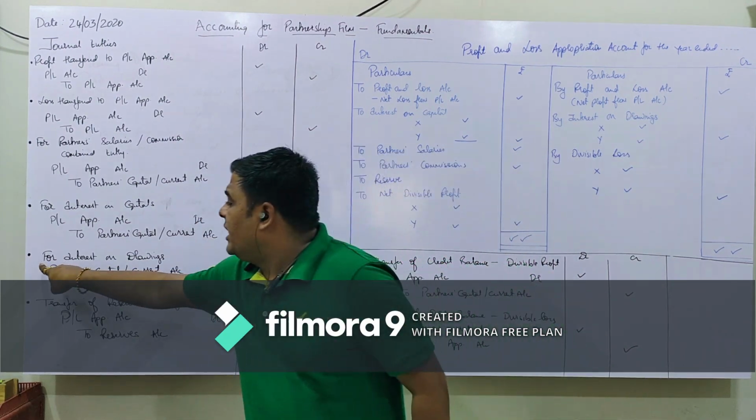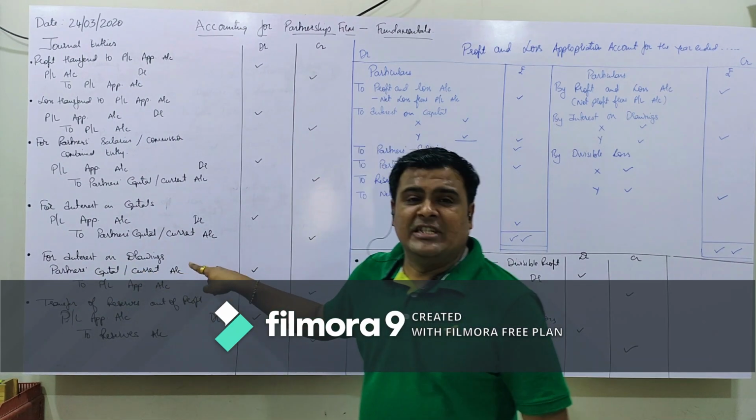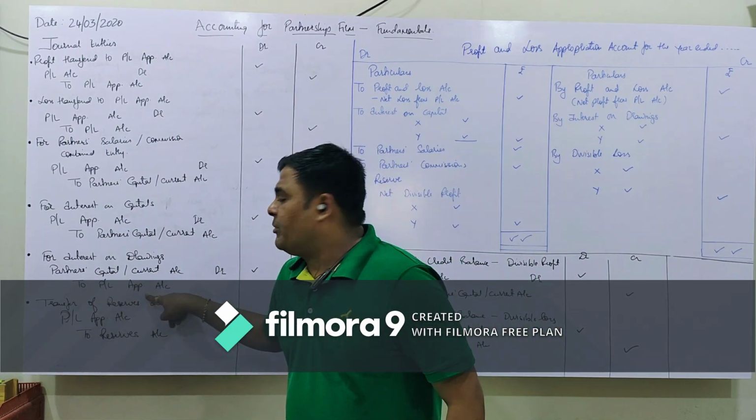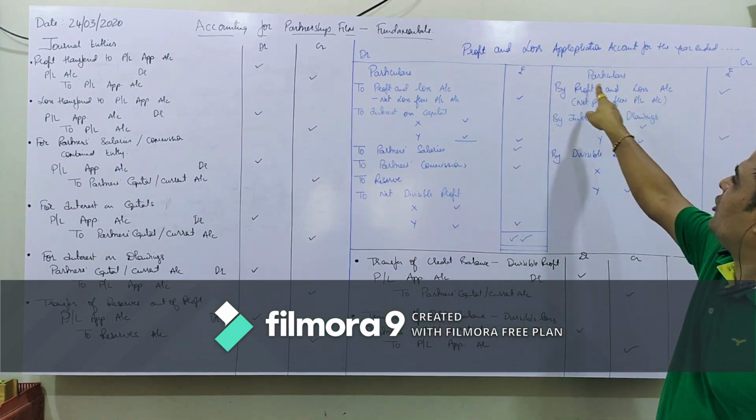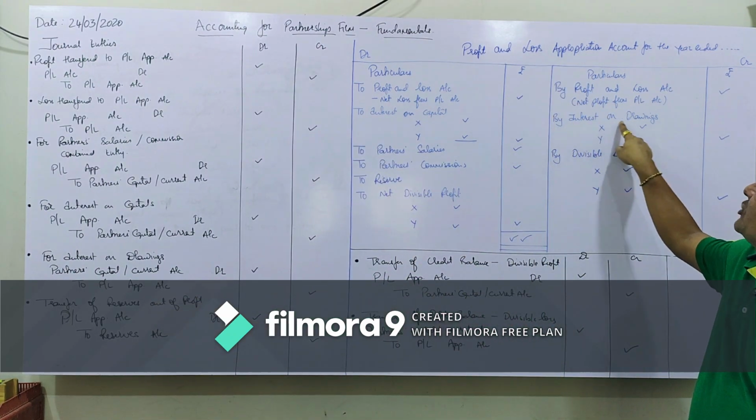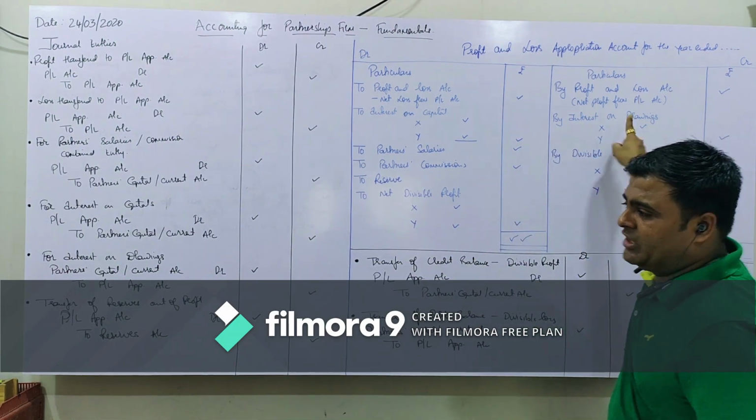Now the third entry is for interest on drawings account. Partners capital or current account is debited here, and profit and loss appropriation account is credited. You can see on the credit side of partners profit and loss appropriation account we have interest on drawings. The same entry is posted in the profit and loss appropriation account.